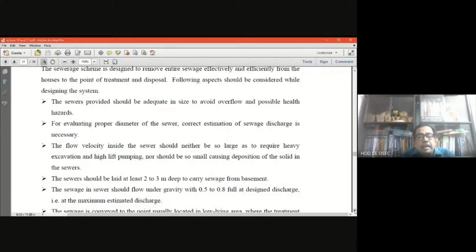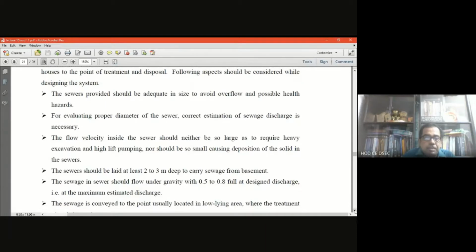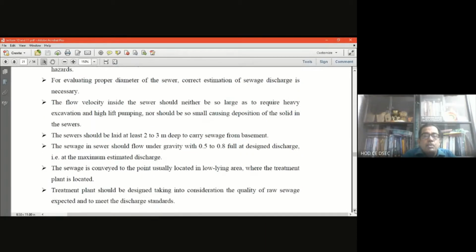The sewer should be laid at least 2 to 3 meters deep to carry sewage from the basement. Obviously the sewage from the basement will definitely be coming into the sewer, so a minimum 3 meter depth has to be maintained. The sewage in the sewer should flow under gravity at 0.5 to 0.8 full at design discharge, that is, at maximum estimated discharge. Not 100 percent, that is, full. So that cushion has to be maintained. I will tell why it has been mentioned.